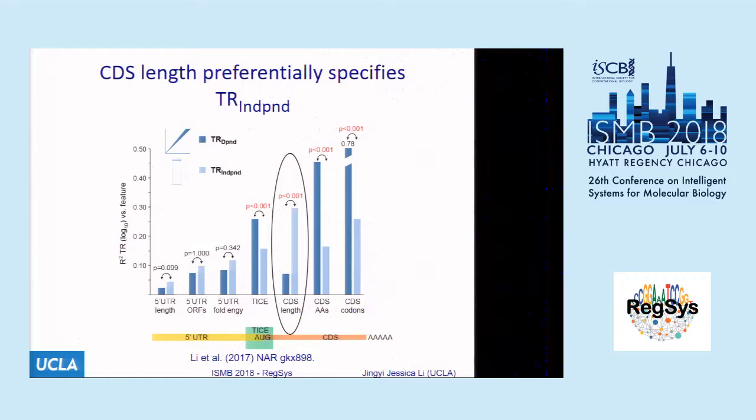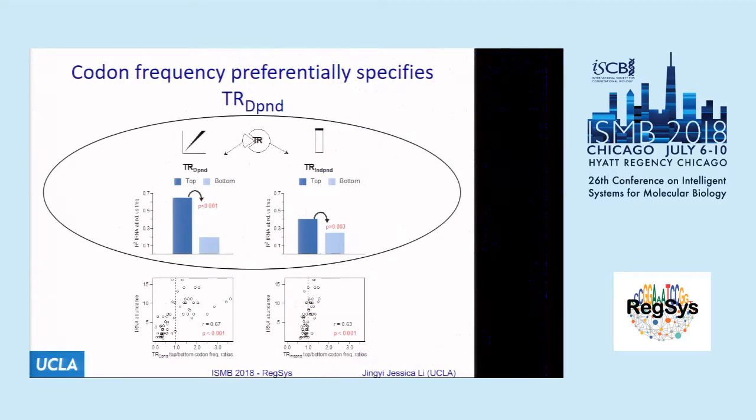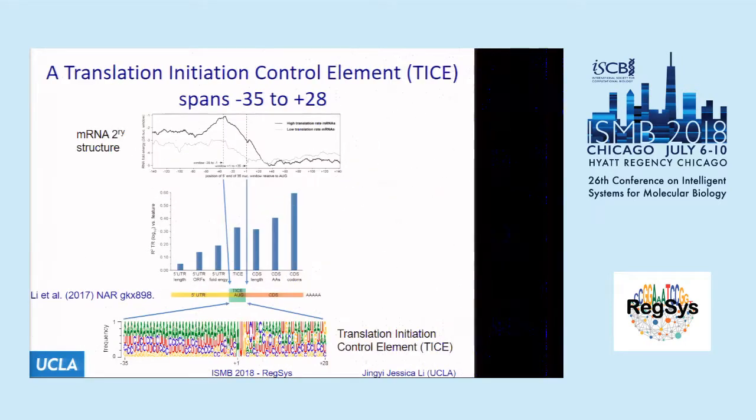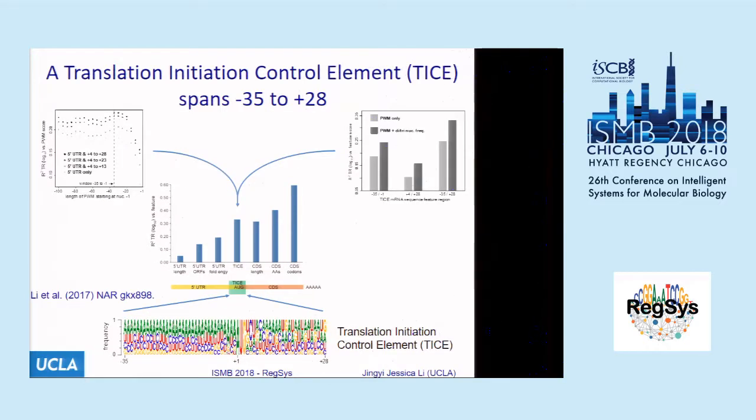Okay. So which one is TIES? TIES, that one is what I explained here. It's a combination of position weight matrices and dinucleotide and trinucleotide frequencies in this region. Okay. All right. Thank you.